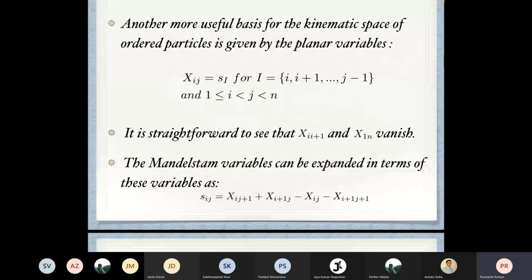So it's straightforward to see that x_{i,i+1} vanishes because of masslessness, and x_{1n} vanishes because of momentum conservation. So again, you have n choose 2 minus n relations. It's n times (n minus 3) by 2. In fact, these two things can be translated to each other by a simple linear relation, which I have defined here. S_ij is x_{i,j+1} plus x_{i+1,j} minus x_ij minus x_{i+1,j+1}.